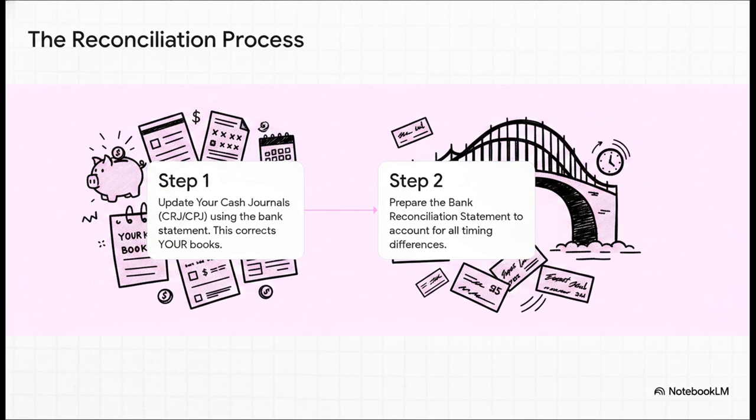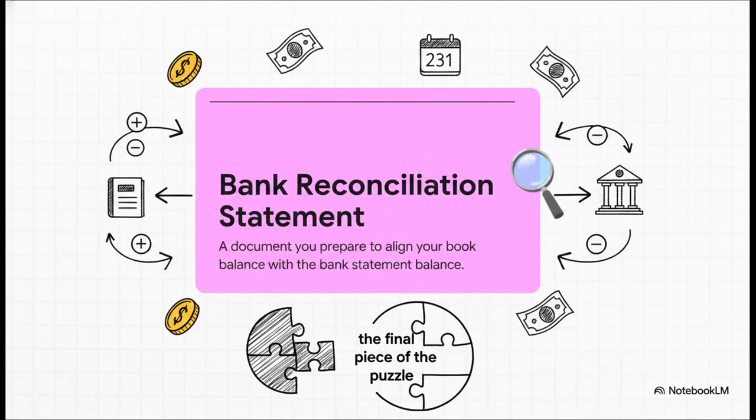Then Step 2 is about building the bridge. You list all those timing differences, the outstanding checks and deposits, on a totally separate document to connect the two numbers. And that separate document, that bridge, is called the bank reconciliation statement. Just think of it like an extension of your bank statement, a kind of worksheet that you prepare. It starts with the bank's balance, and then it adds and subtracts all those timing differences until, voila, it matches the corrected balance in your books. It's the final, satisfying piece of the puzzle.